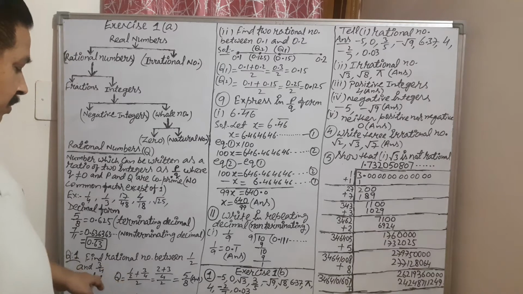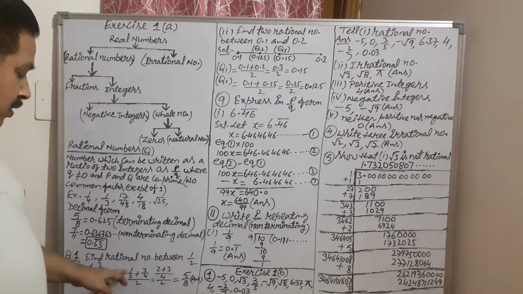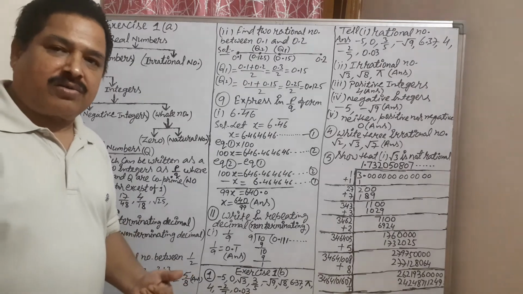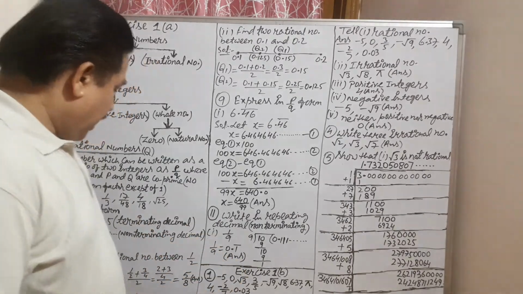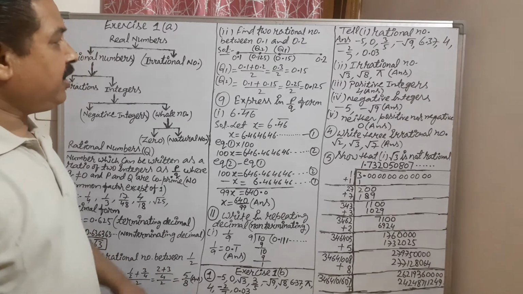Now see question number 1. Find the rational number between 1 upon 2 and 3 upon 4. It is very simple to find a rational number between two numbers. Add both the numbers and divide by 2. So the answer will come out 5 by 8.